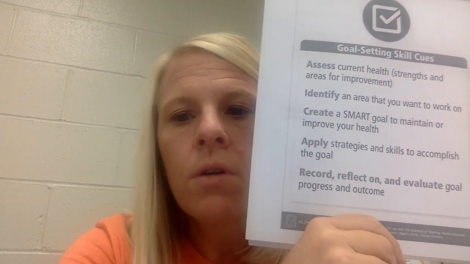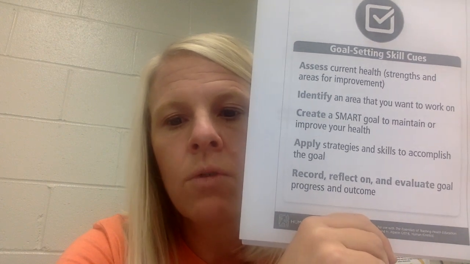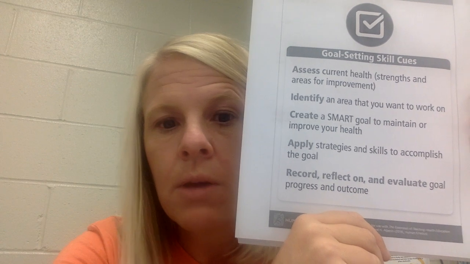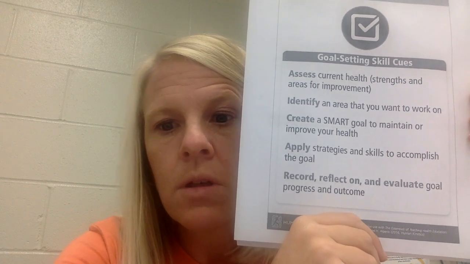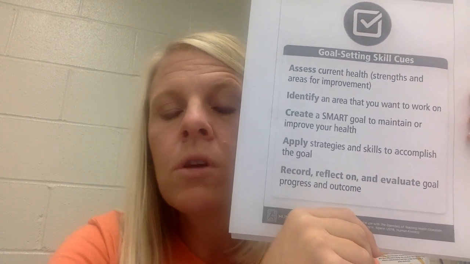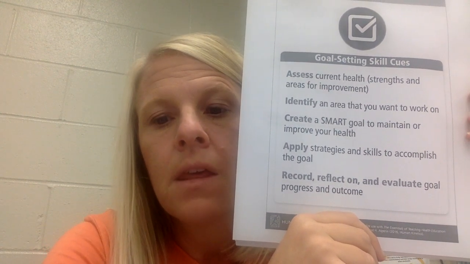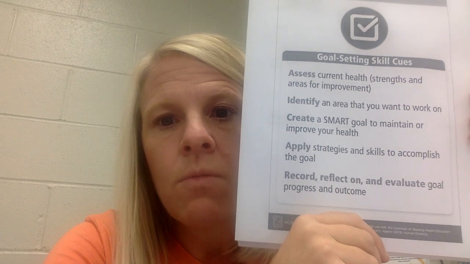Then I would record, reflect, and evaluate my goal. So I'd write down what my goal is. I would track how I'm doing at my goal, what things am I doing to reach my goal. And then if I am doing good things to help me reach my goal, or maybe if I'm not doing the right things to reach my goal. That is the last step that we'll talk through.